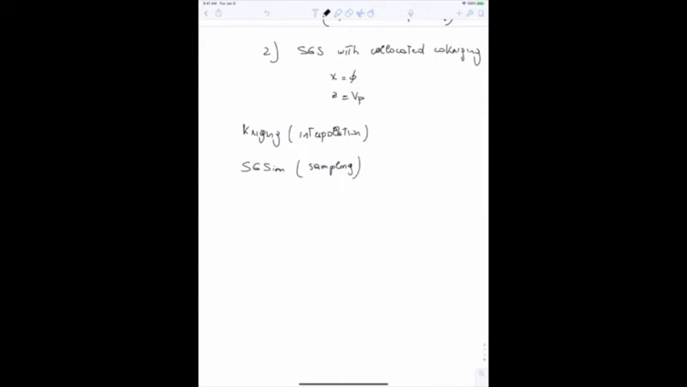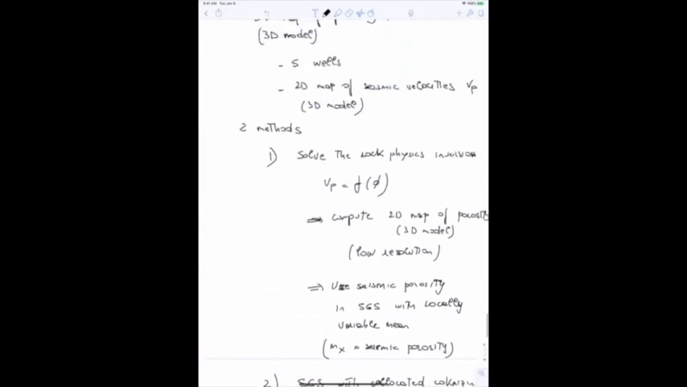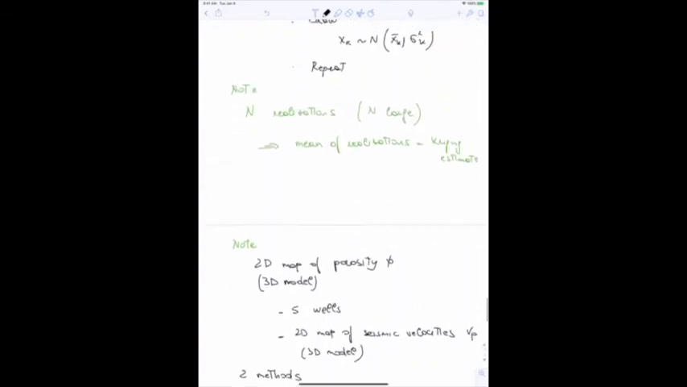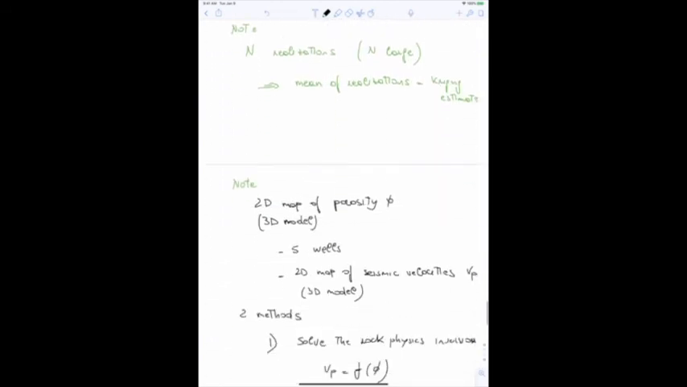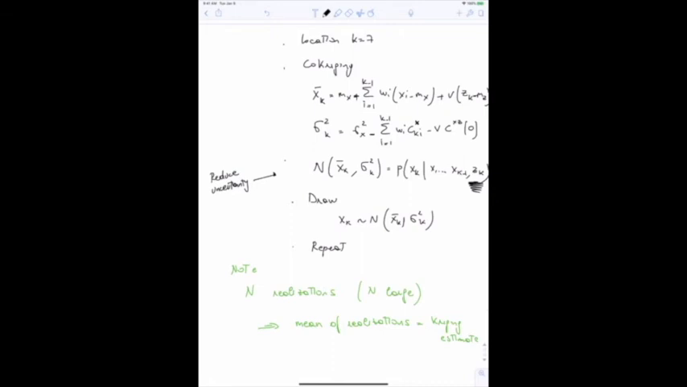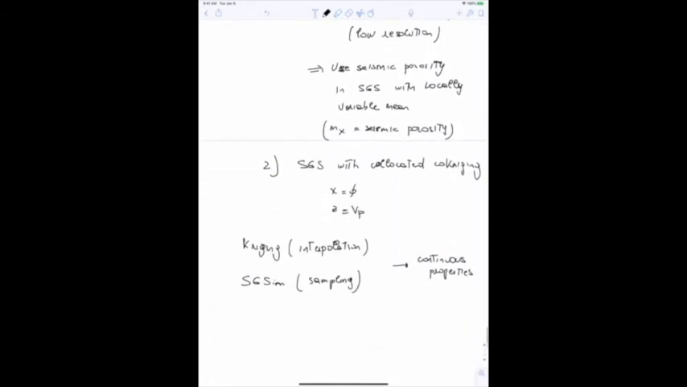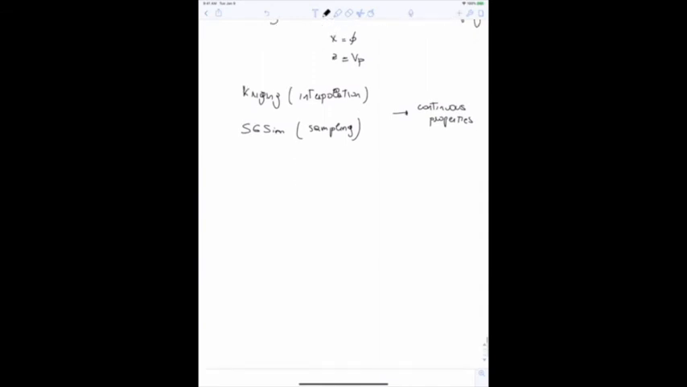So all these methods here are used for continuous properties. Again, the property doesn't have to be Gaussian because if it's not Gaussian, we can do normal score transformations like I pointed out earlier on. But at some point, we assume a Gaussian distribution, and this is true for a continuous property. So what happens if we have a discrete property?